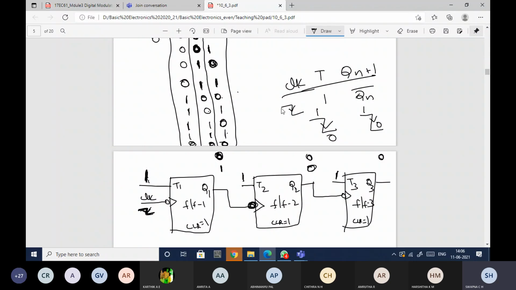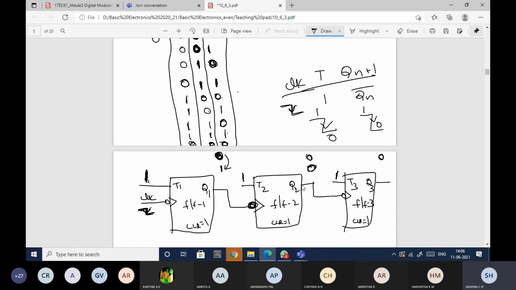See, this bubble indicates it has to always go from high to low. Only when it is going from high to low, the output will change. But that is not happening here. It is not changing from 1 to 0. It is changing from 0 to 1. So this will not toggle. It will be 0 only.